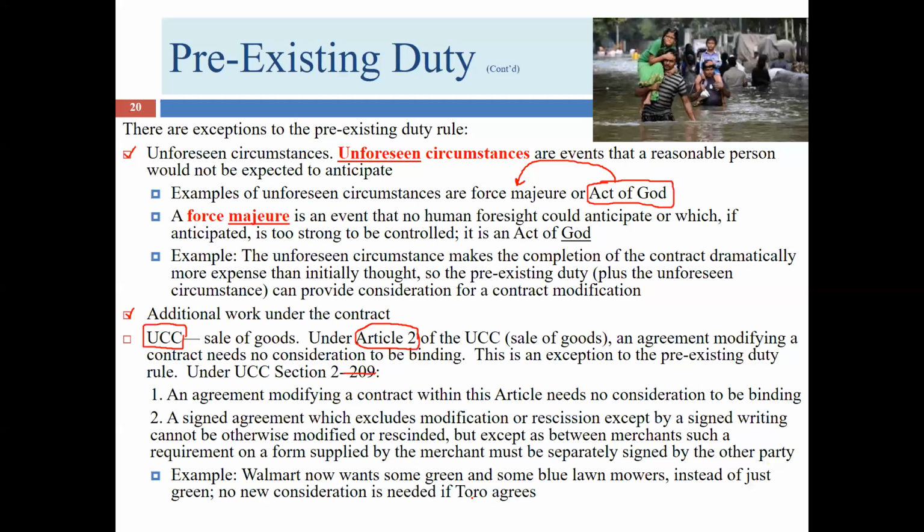But as the season progresses, Walmart discovers that consumers really are into the blue lawnmower this year. And so Walmart says, well, now send us 80% green lawnmowers and 20% blue lawnmowers. And that will be okay to have that change. Of course, Toro has to agree to it, but it's okay to modify the contract even if there is no additional consideration under those terms.